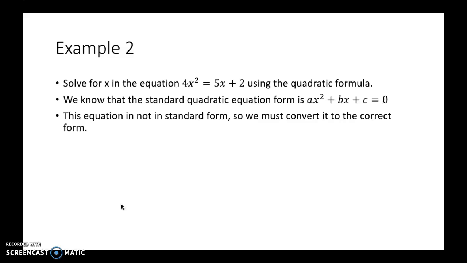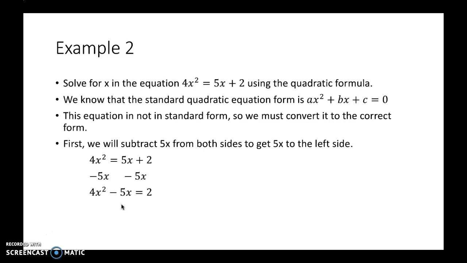And then for example 2, we have to solve for x again using the quadratic formula, but the start of this equation is 4x squared minus 5 equals 5x plus 2. And we know that the standard form of the quadratic equation is ax squared plus bx plus c equals 0, and that this equation is not in that form. So we need to convert it to that form and then solve.